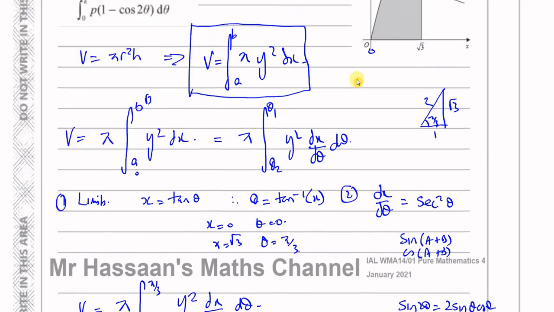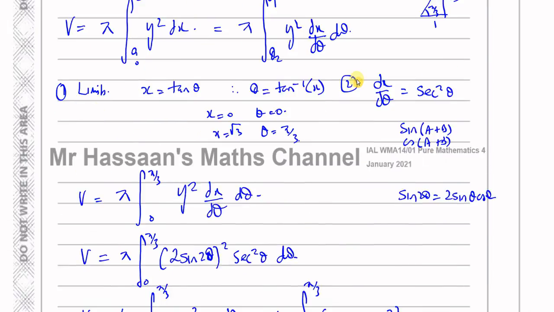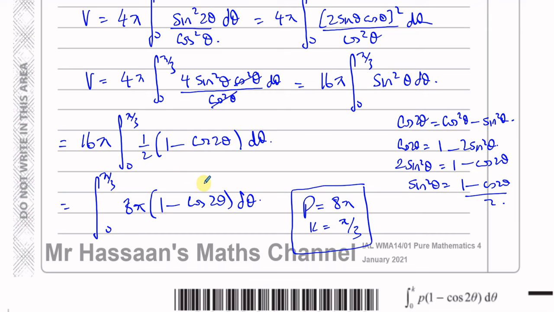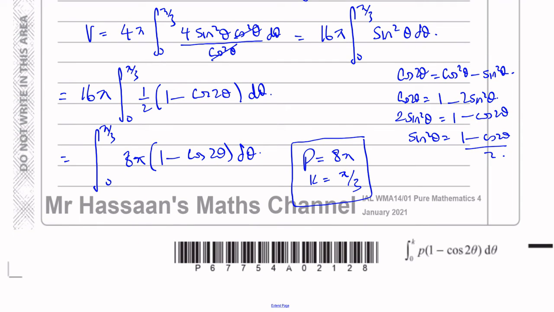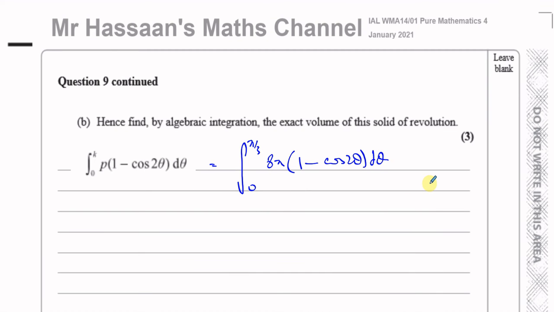They didn't tell us to integrate yet. They just said to show that it's in this form. Now part B, I'm sure they'll say integrate it. So we end up with this. Let me take this to the other side so we can see what we have. Now they've said, hence find by algebraic integration the exact volume of this solid of revolution. So we have this now ready to integrate.